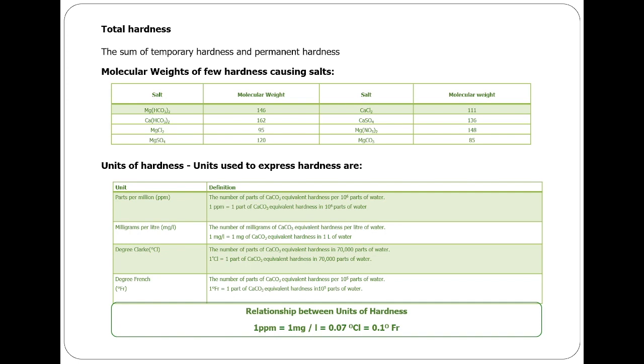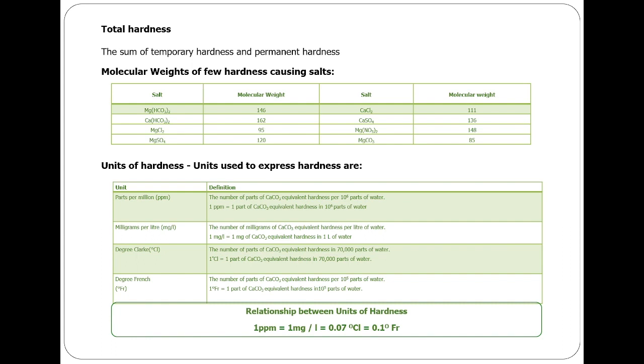Hardness is always expressed in terms of calcium carbonate equivalent. Why? The molecular weight of calcium carbonate is 100 and its equivalent weight is 50, so it is a whole number value, which makes the calculation easy. Not only that, calcium carbonate is a highly and easily precipitated salt. That is the reason hardness is always expressed in terms of CaCO3 equivalent. Total hardness is the sum of temporary hardness and permanent hardness.